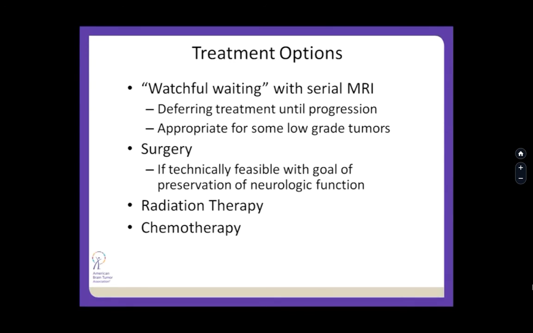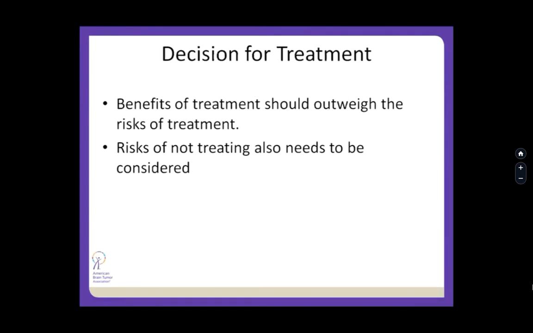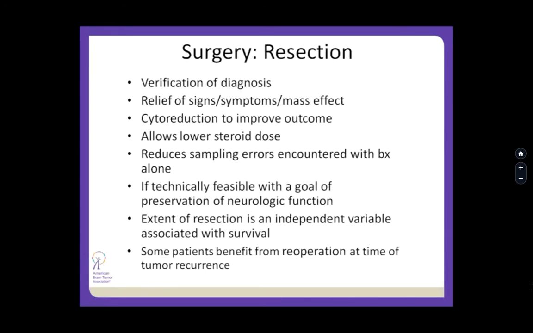You can have radiation therapy, you can have chemotherapy. The benefits of treatment, of course, should always outweigh the risks of treatment, and the risks of not treating also have to be considered in patients that you're considering watching. So surgery, if we talk about resection, what do you get from it? Well, you get a verification of the diagnosis, and you get more tissue from a resection than you do from a small biopsy, so the grading may be more accurate.